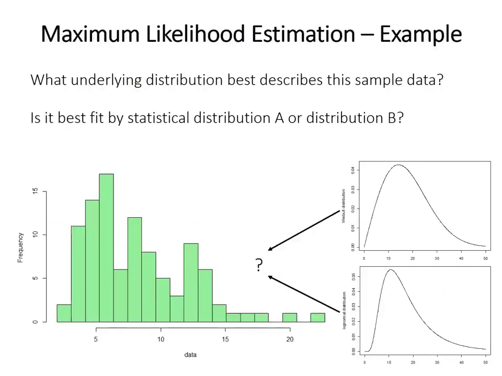So let's take an example. Let's say we have some data like this histogram here, like asteroid sizes or something like that. We maybe want to know if it's best fit by a statistical distribution A or a statistical distribution B. I'm not going to cover distributions in this course, but there are a lot of them, and different ones apply in different circumstances. So basically, by knowing that a particular distribution is the best fit for this data, we can learn something about the underlying processes.